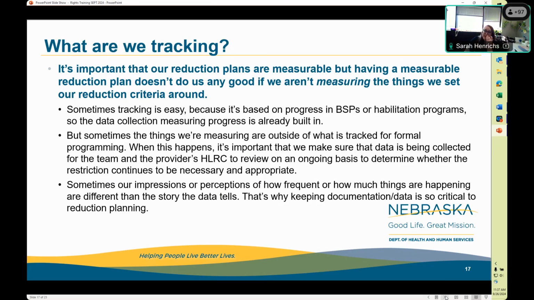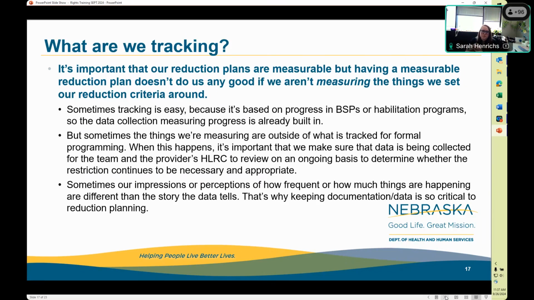and we set our reduction plan around those other risk factors, like are they attempting to access fire starting materials? Are they collecting sticks and saying, I'm going to burn this place to the ground? Are they making threats, etc.? But then we go to the BSP and they're only measuring successful fire starting, then we don't actually know if the risk is still there or not, if we're seeing those other risk factors, unless we're measuring for those attempts or those threats or those types of things.